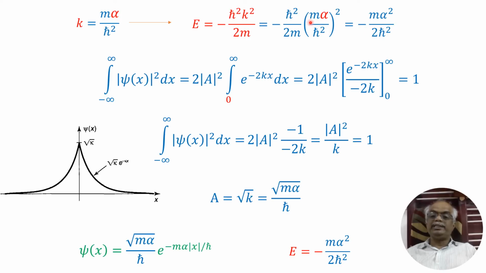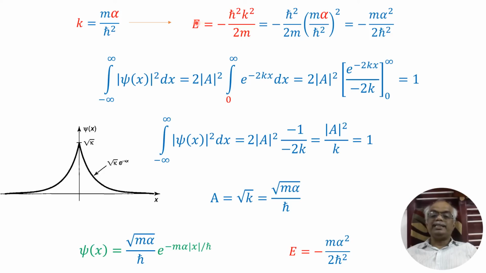Similarly, in the numerator you have m squared alpha squared. Here m squared will get cancelled with this m. You will get simply m in the numerator. Of course, you have alpha squared. So if you simplify this, energy is equal to minus m alpha squared over 2h cross squared.